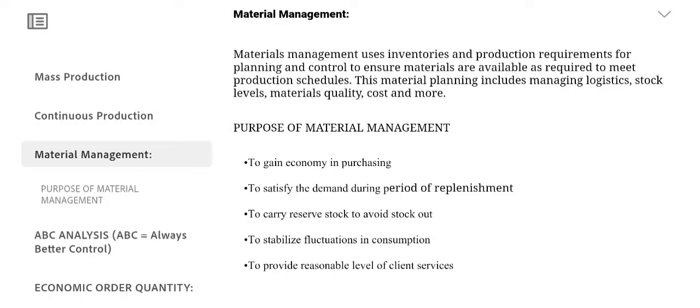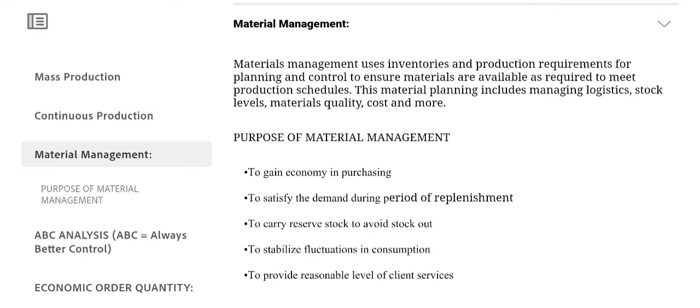Now let's see what the purposes of material management are. First one is to gain economy in purchasing. In material management you have to purchase the stocks, you have to purchase and maintain the inventory, and for that you need to calculate the economical things, that this thing is cheaper, that thing is costlier, and all those things come under material management.